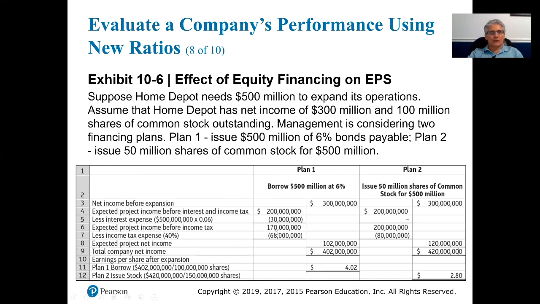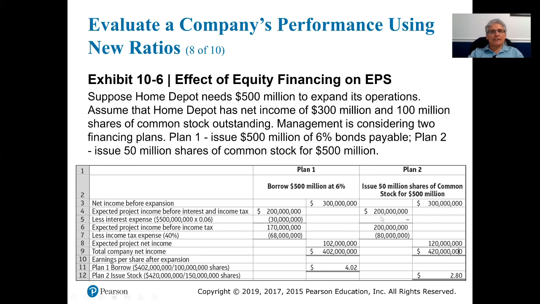Now, as a result of this, we're then going to pay income tax expense of 40%. So we'll pay it on the $170 million of net income. That's going to mean that we're going to pay $68 million in taxes. That means that our expected project net income is going to be $102 million. And then when we add that to the 300 million that we're already expecting, our total for plan one is $402 million.